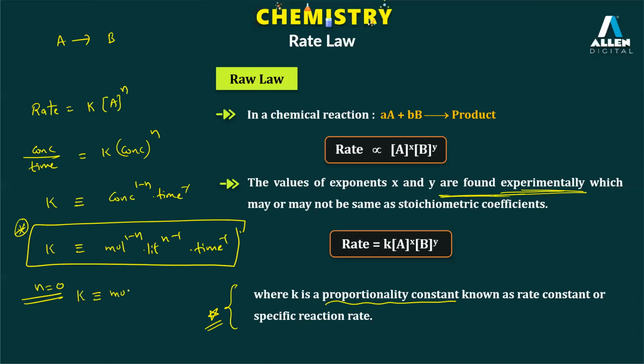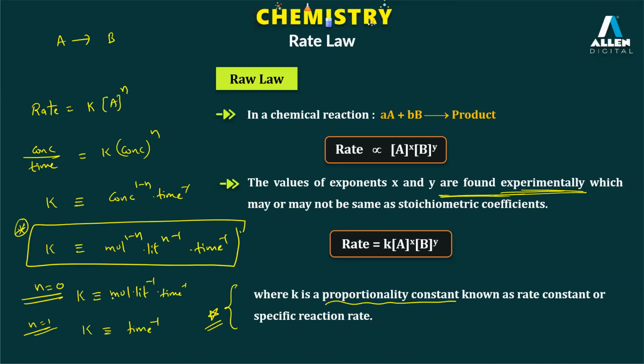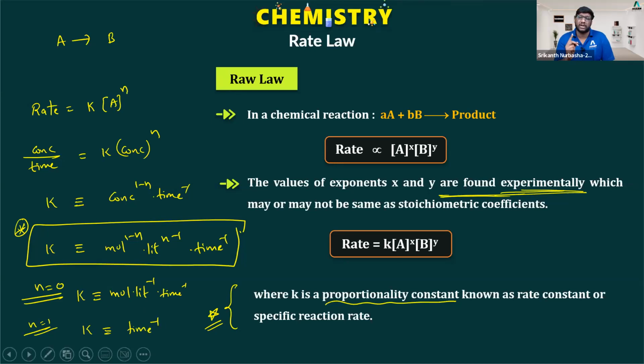Mole liter power minus 1 mole time inverse, liter power minus 1 time inverse. For n equals 1, K is equivalent to just time inverse. So from the unit of rate constant, can I decide the order of reaction?